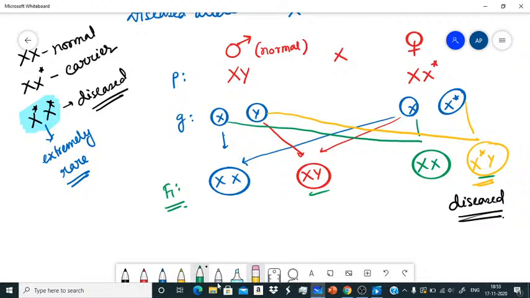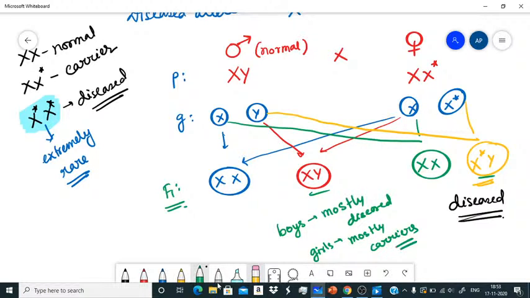Now, X-linked recessive diseases mostly affect boys. In most of the cases, girls are carriers. Boys, mostly diseased. Girls, mostly carriers. Right, the same kind of inheritance pattern is seen in case of both hemophilia as well as color blindness. You have to remember this, and that's it. And nothing else will be asked in your examination. That is what you are supposed to know.